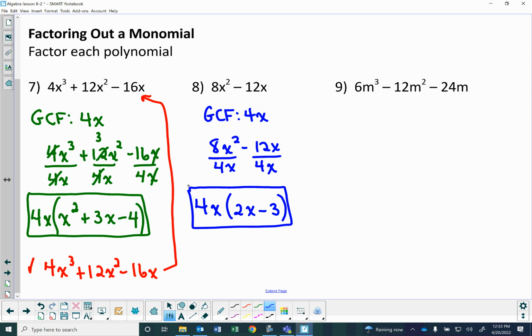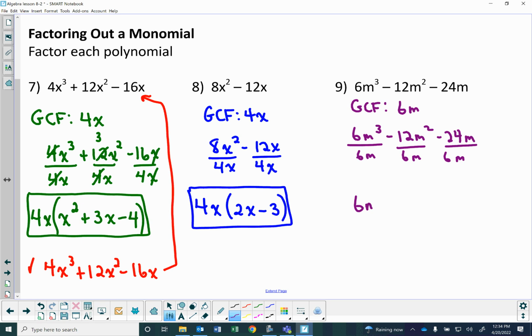And this last problem here. Greatest common factor between 6m to the third minus 12m squared minus 24m. Well, the largest number I can divide into 6, 12, and 24 is 6. Largest number of variables I can take out is 1m. So if I take 6m to the third minus 12m squared minus 24m, and I divide each term by 6m, I take the 6m, because that's what I took out of it.